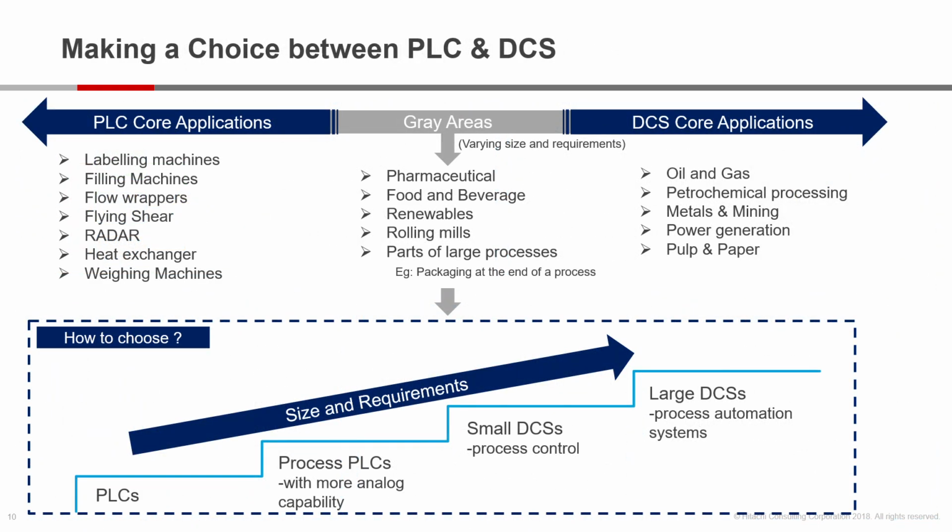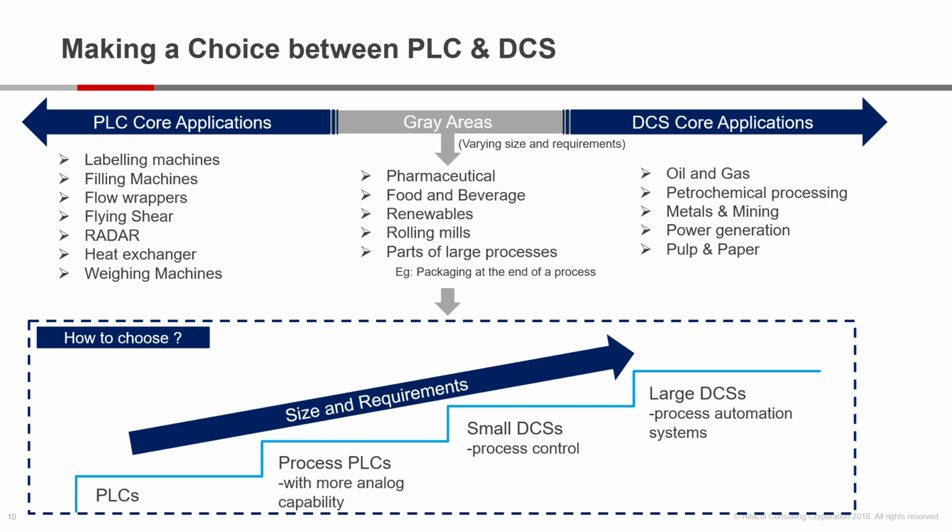Now, how do you make a choice between a PLC and a DCS? So you see here on the top, there are some DCS core applications and then some are PLC core applications, and then there are gray areas in between where, depending on the scale and size of the application, you can choose whether you want to go for a PLC or a DCS. Now, in the DCS core applications, it's oil and gas, petrochemical, metals and mining, power generation, pulp and paper. So one thing that you can make out is the size of the applications is very large. The number of inputs, outputs are very large, and the processes are very distributed in nature. Hence, these are DCS core applications.